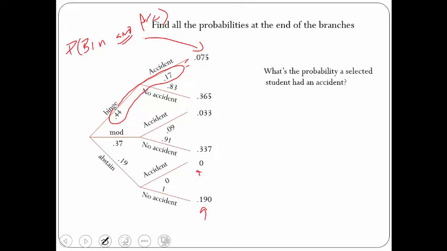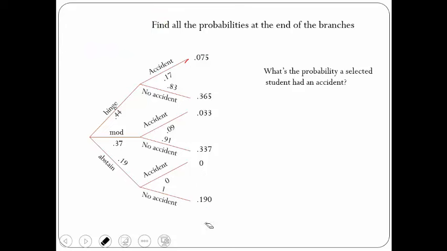So here, what's the probability a selected student has had an accident? Let me clean this up a little bit and make it a little bit easier for us to see. What's the probability we have an accident? So look closely at the chart that we've got set up and just go, where do you see accident? So here's an accident, here's an accident, here's an accident. And what we do is just add those up.